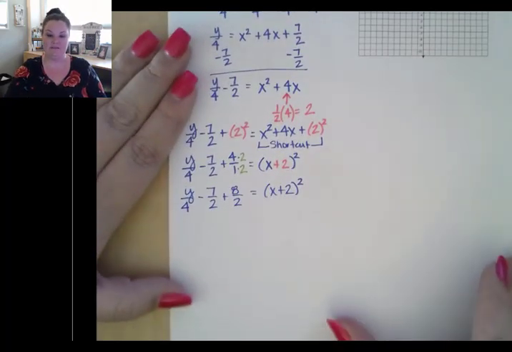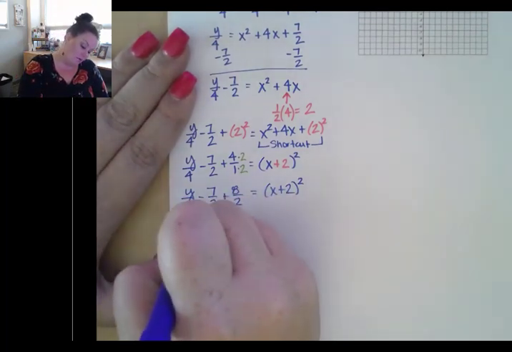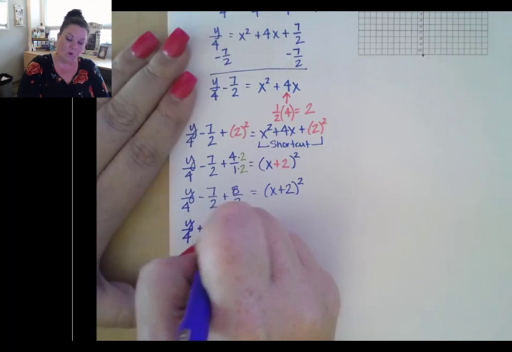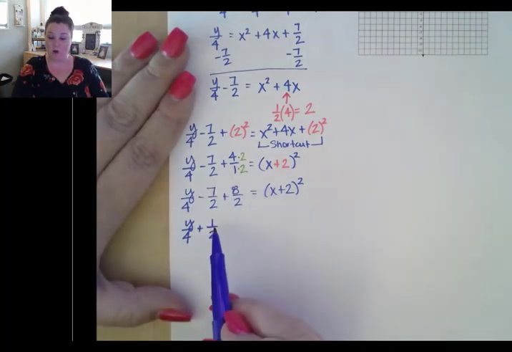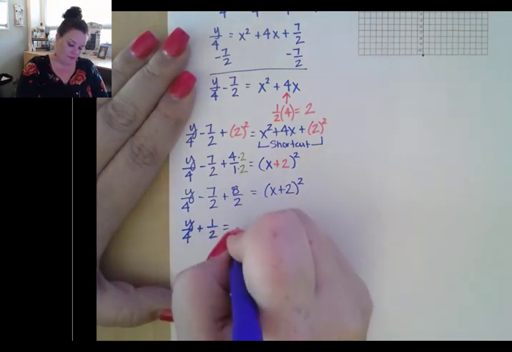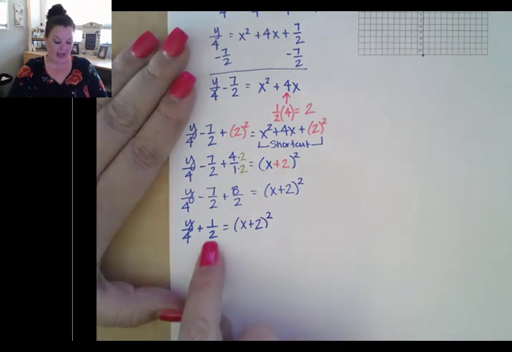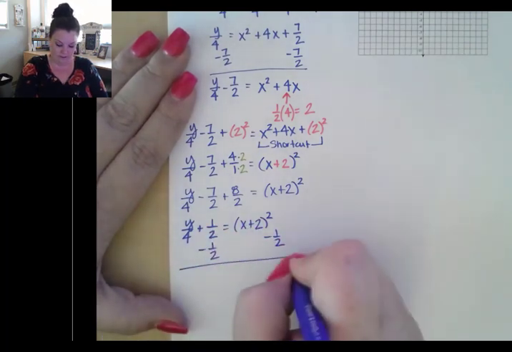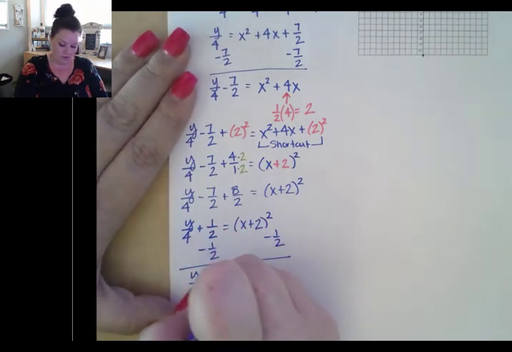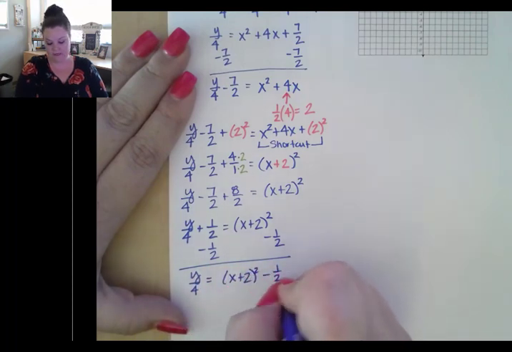Okay, and now that they have the same denominator, now I can combine those together. So I get y over 4 plus 1/2, right? If I do negative 7 plus 8, that leaves me with 1/2 is equal to my squared quantity. Now I need to move my half to the other side, because now I need to solve it for y. So I'm going to subtract a half. So I have y over 4 is equal to my squared quantity minus 1/2.